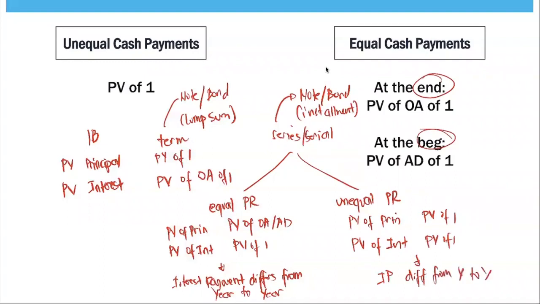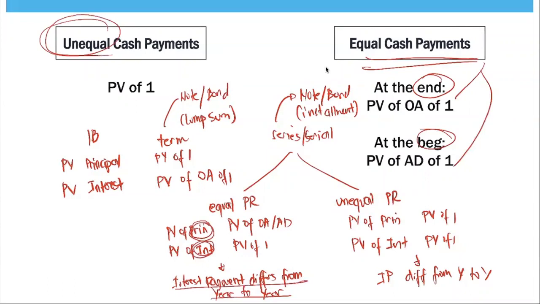Sir, why do we use PV of 1 for principal and for interest we still use PV of 1 here? So take note, in your installment here, we have equal principal repayment. Since your principal repayment is equal, meaning your principal will have equal payments. So for equal cash payments, what do you use? PV of ordinary annuity and PV of annuity due. Next, we have your PV of interest. We say your interest payment differs from year to year. What if our cash payments are different? We use PV of 1.